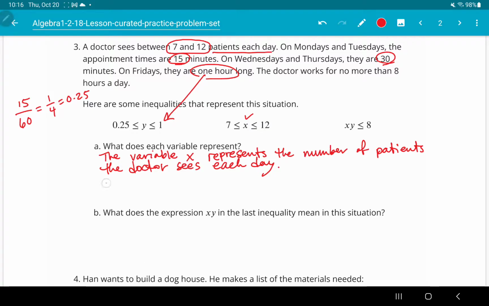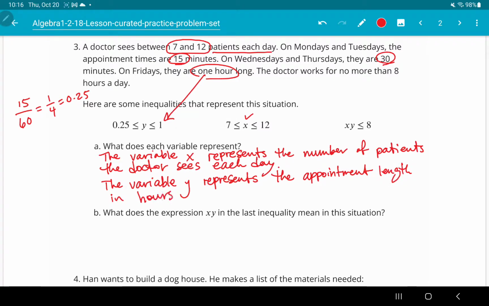So we're going to say the variable y represents the appointment length in hours. And it's important to remember our units.